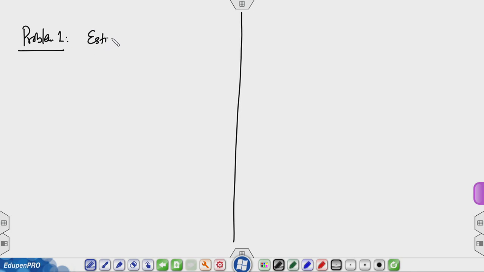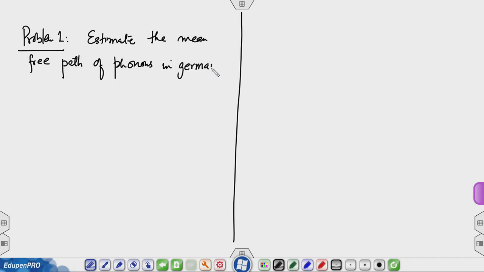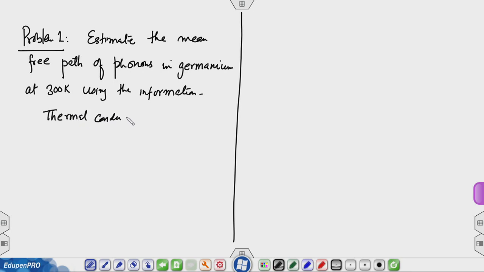Estimate the mean free path of phonons in germanium at 300 K using the information: thermal conductivity at that temperature is 80 watts per meter per Kelvin.